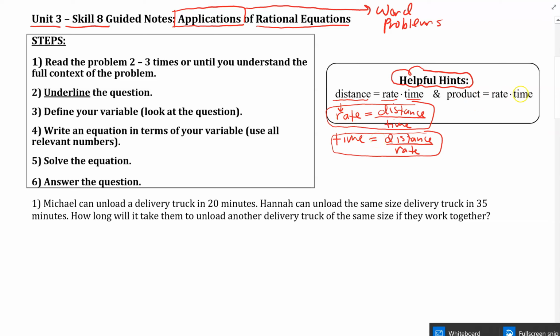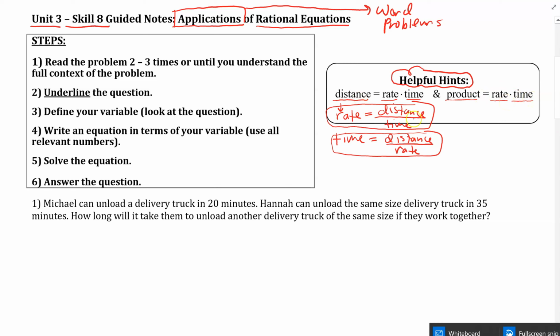And then this one over here is very similar. So this is referring to when you're working and getting a job done or building something or cleaning something or painting something. The rate at which it takes you to complete one object times the time it took to complete, or the time you spent working, would equal how much product you were able to create or produce. Very similar, right? Distance equals rate times time if you're moving and traveling. Product equals rate times time if you're working, okay?